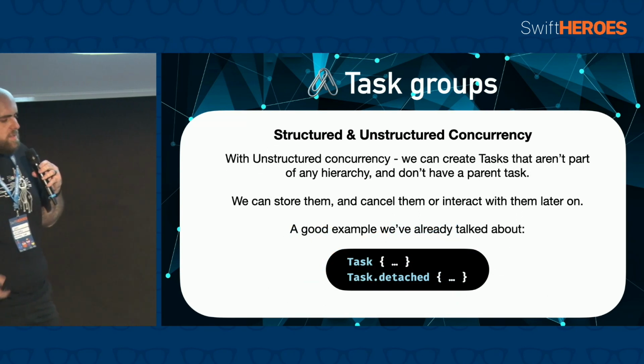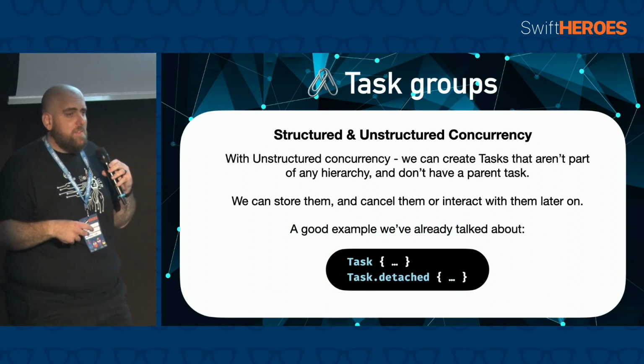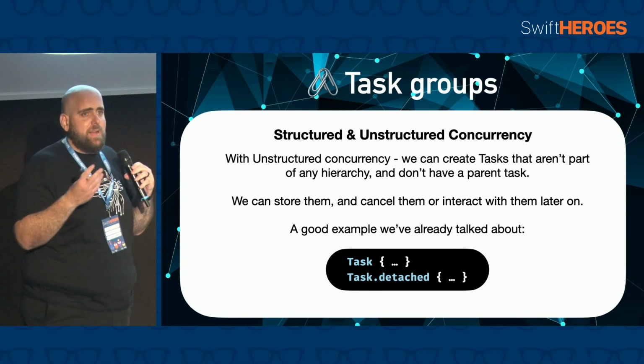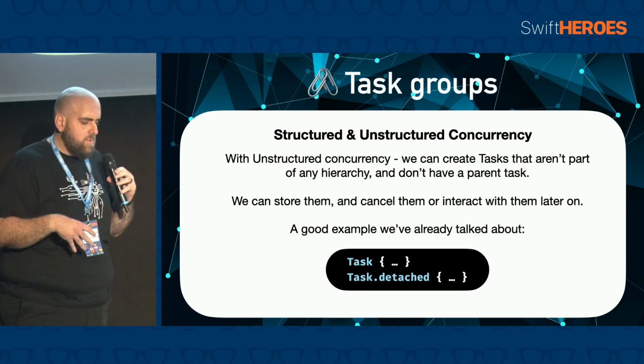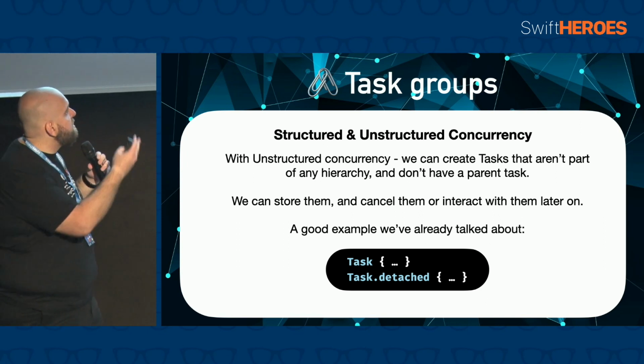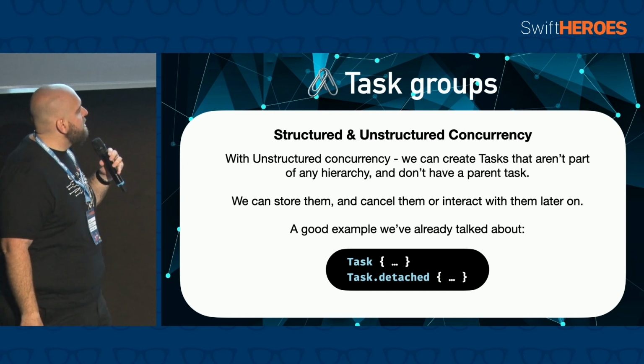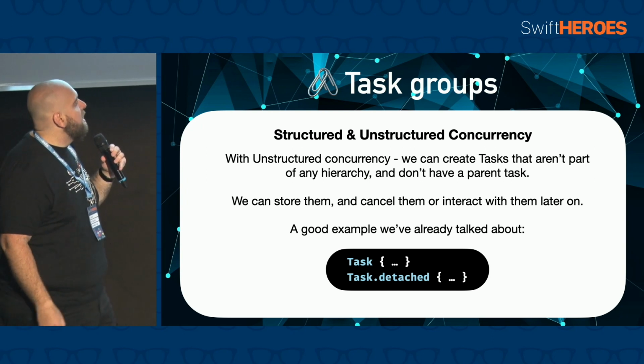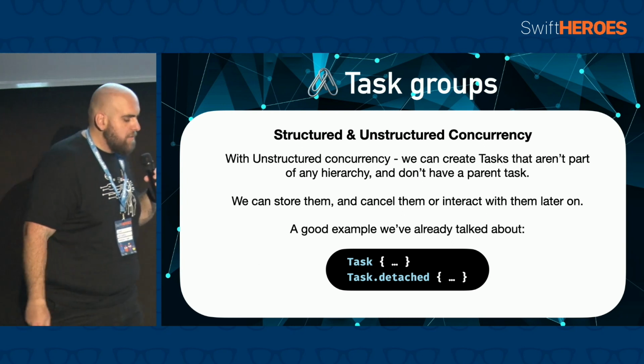If we're talking about unstructured concurrency, we're talking about the other way around. We have tasks that are independent and they are not tied to any other pieces of work. And we can already see the two examples we mentioned earlier, like task and task detached, that are not tied to any other specific parent task.